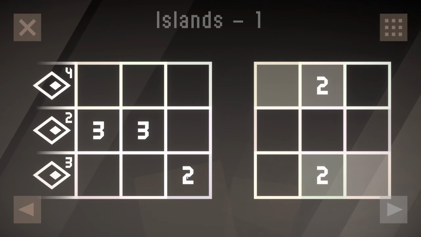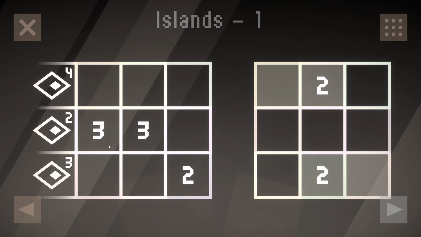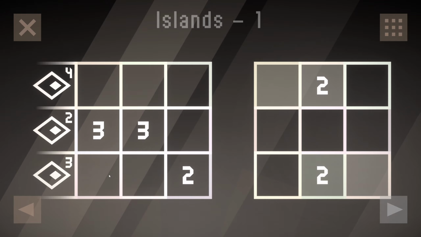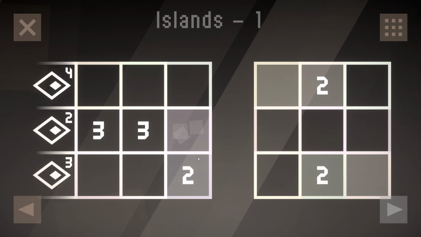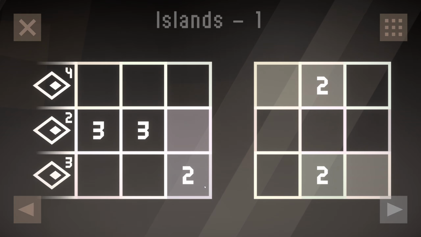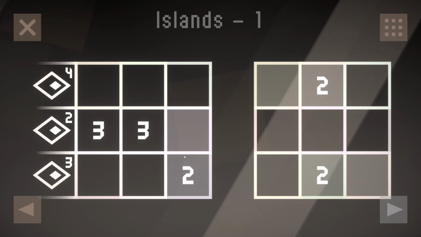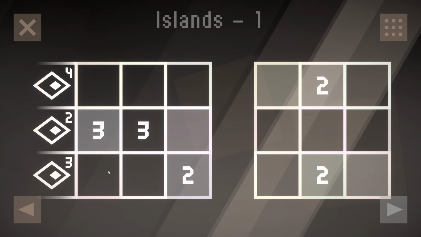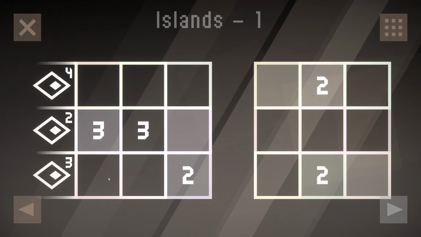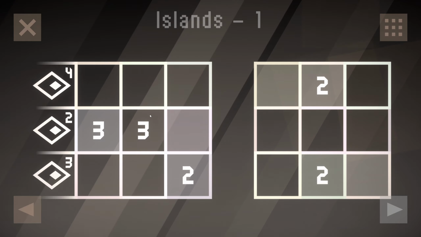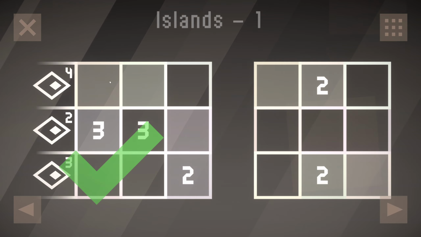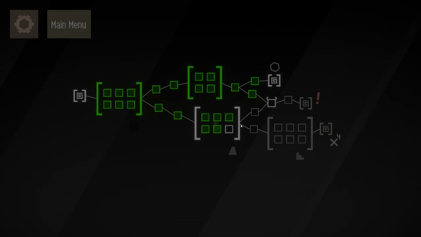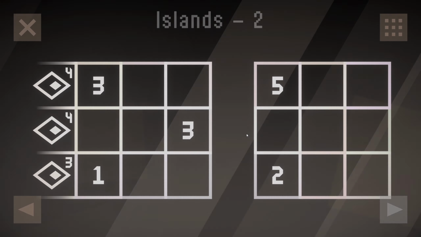So if it's one of these, it can't be this, because I need a second one, and then this 3. No, we got it. We did get it. Okay. Islands 2. We're in a realm here.